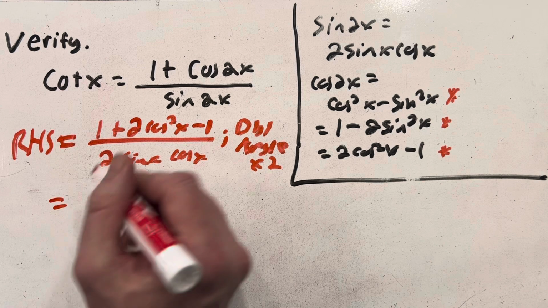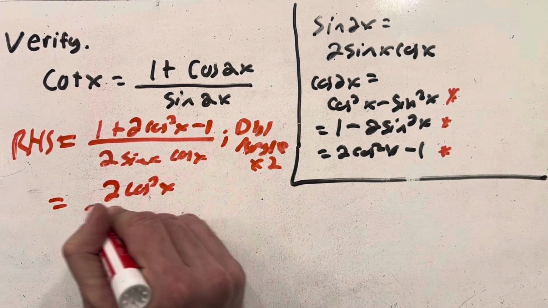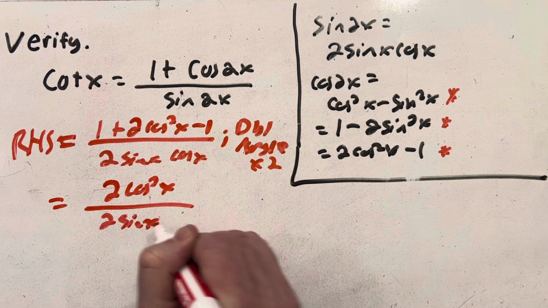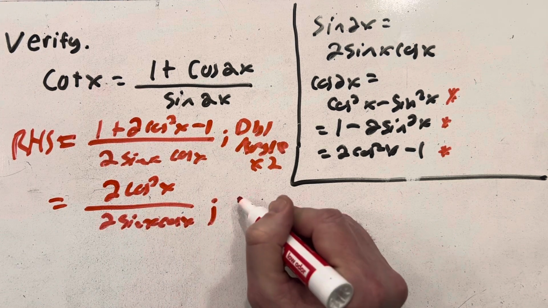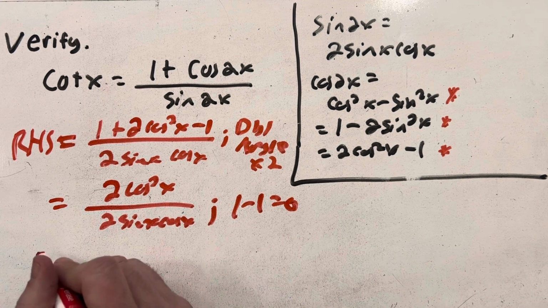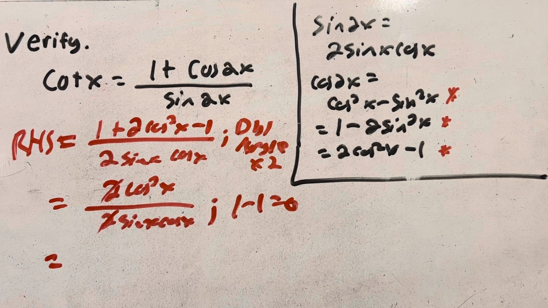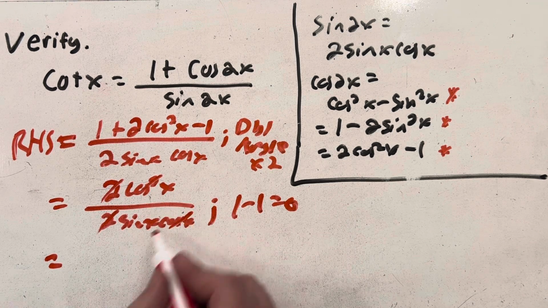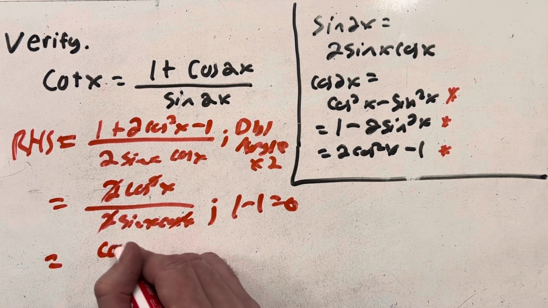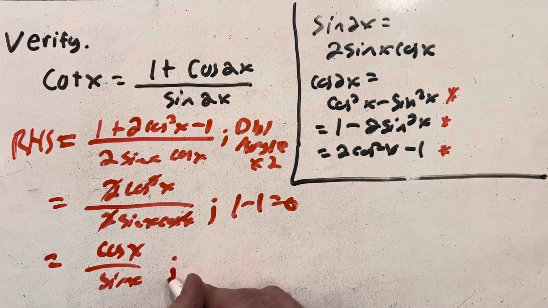All right, I'm ready to cancel off that 1 on top. I got a 2 cosine squared x over 2 sine x cosine x. Well, I just use 1 minus 1 equals 0, so I'll just write that over there as my reason. All right, let's cancel some common factors. 2 divided by 2 is 1. Cosine squared divided by cosine is just 1 cosine, so on top I have cosine x, on the bottom I have sine x. We canceled some common factors.